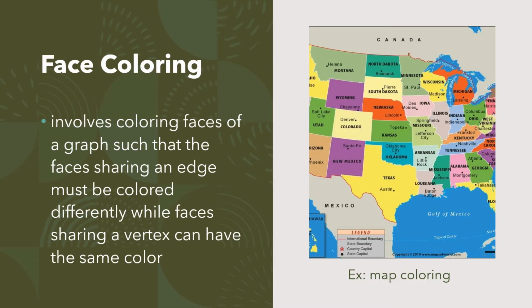Lastly, in face coloring, faces of a graph, which are regions on the graph enclosed by edges, sharing an edge must be colored differently, while faces sharing a vertex can have the same color. An example would be in map coloring, where colors are assigned to different regions of a map, such that regions sharing an edge are colored differently, while allowing those sharing a vertex to have the same color, similar to what was applied to the one in the four-color theorem.